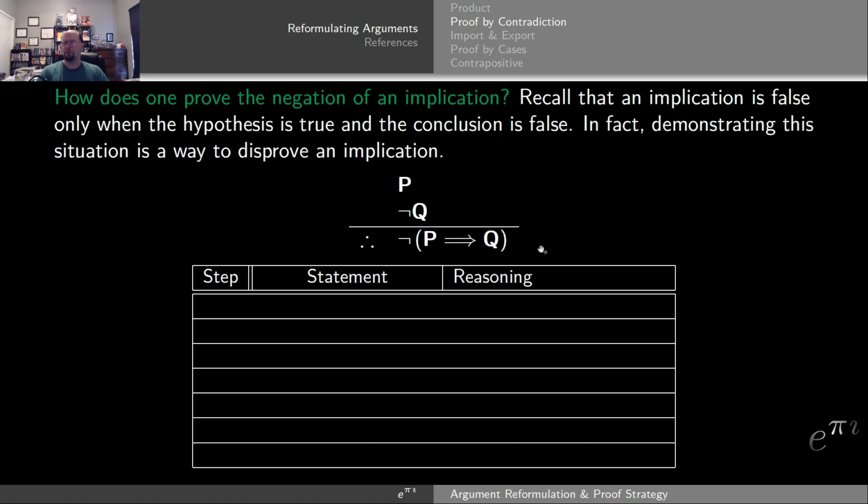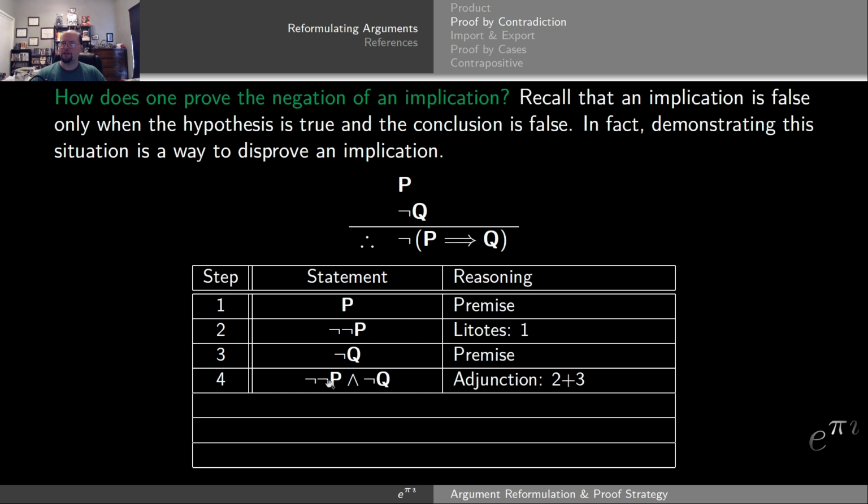So, how does one prove that this argument is valid? Well, here's how I would prove it. First, I invoke the first premise, P. By litotes, I can rewrite this as negation P. I now invoke the second premise, negation Q. By adjunction with lines 2 and 3, I get negation P conjunction with negation Q must be true. But since I have negations on top of a conjunction, I can pull those off at the cost of changing conjunction to disjunction with De Morgan's law.